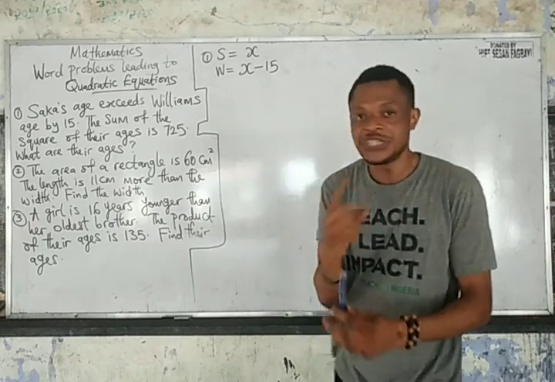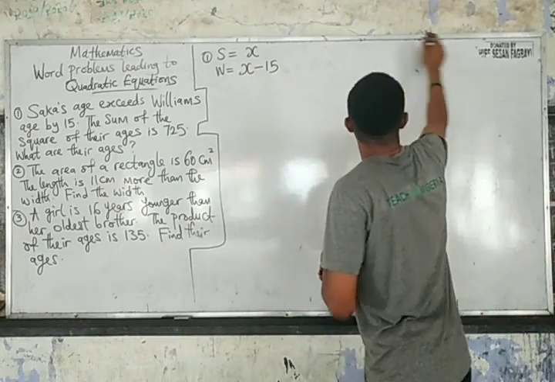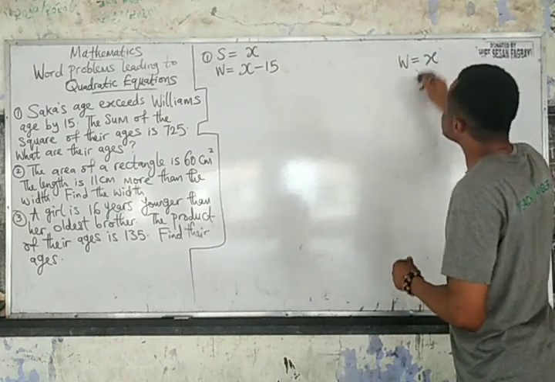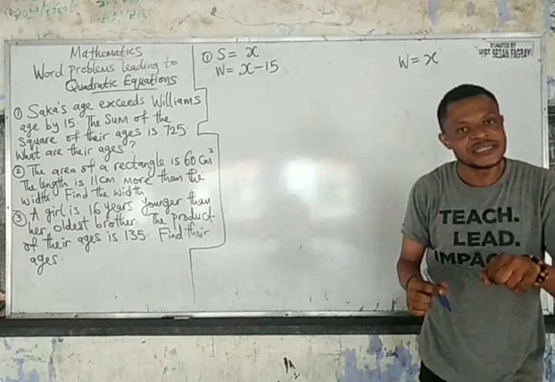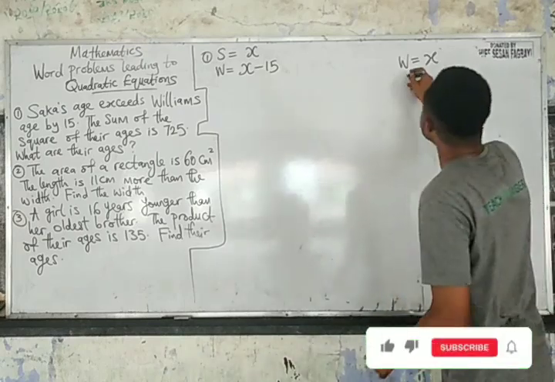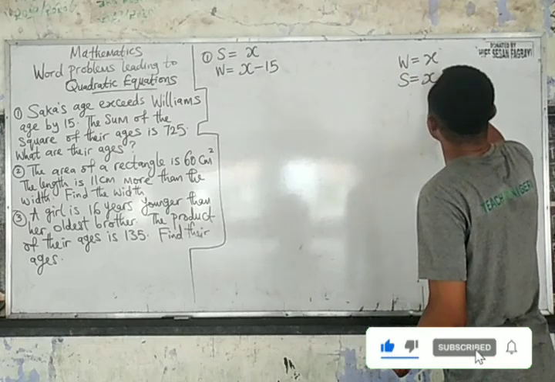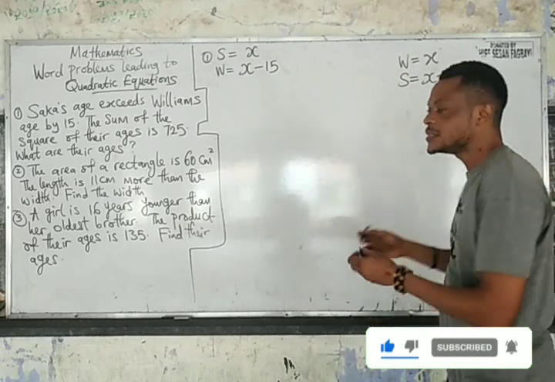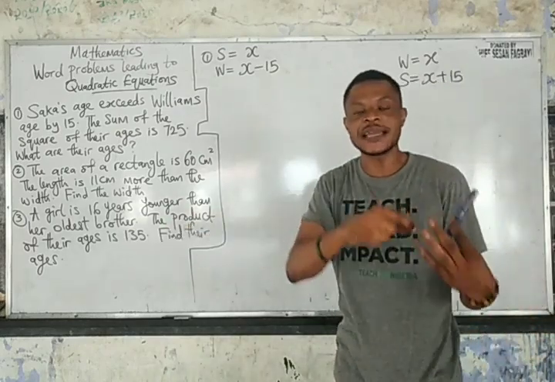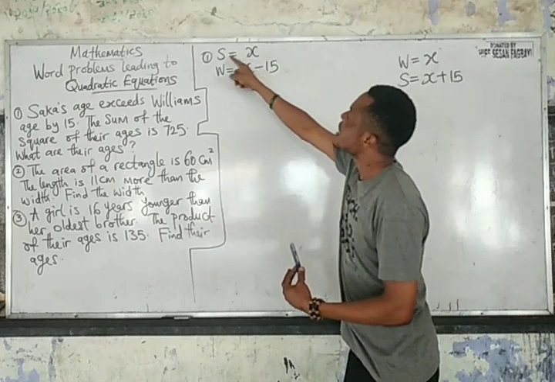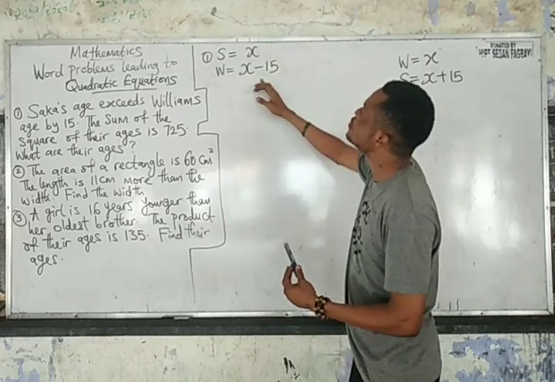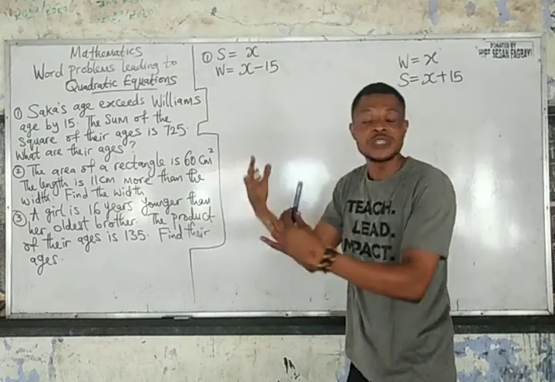We have two kinds of analogy here. At the same time, we can say if Williams is X years old, that means Saka will be 15 years older than Williams. So it means Saka can be X plus 15. What really matters most there is Saka should be 15 years older than Williams. If Saka is X, so we can assume that Saka is 30 years old. Definitely Williams will be 30 minus 15, which makes it 15.